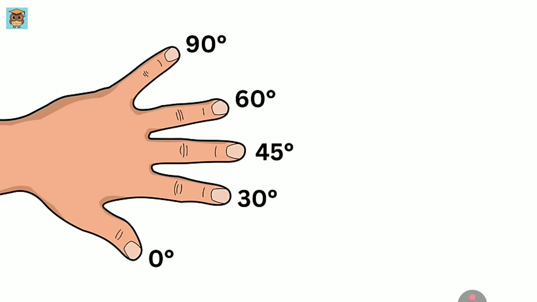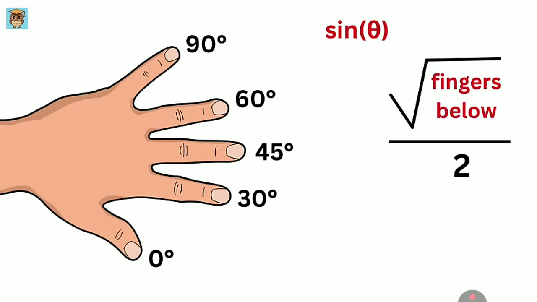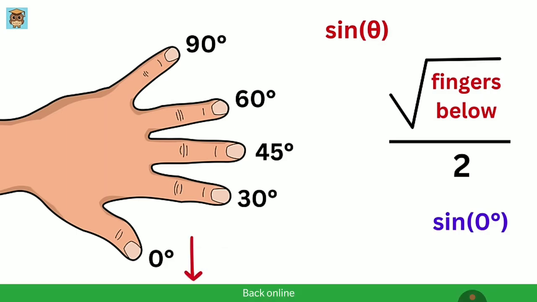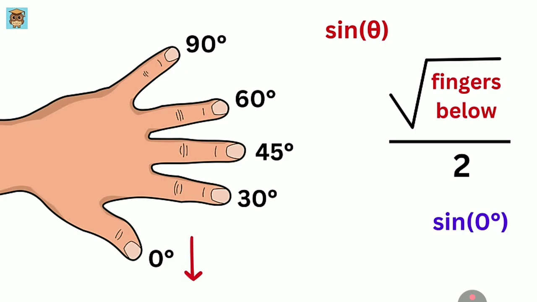First, we'll show you how to find the values of sine of theta. Use this formula: sine of theta equals the square root of fingers below divided by 2, and that's it. For example, let us find the value of sine of 0 degrees. This is 0 degrees, so the number of fingers below it is 0, because we do not have any fingers below it. Thus, sine of 0 will be square root of 0 divided by 2, which is 0.